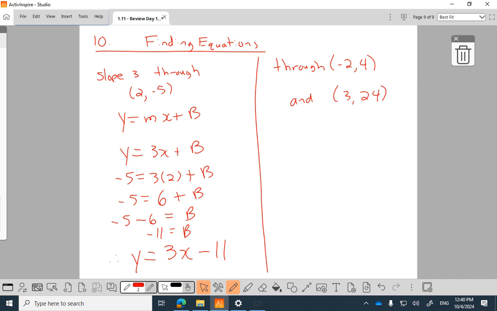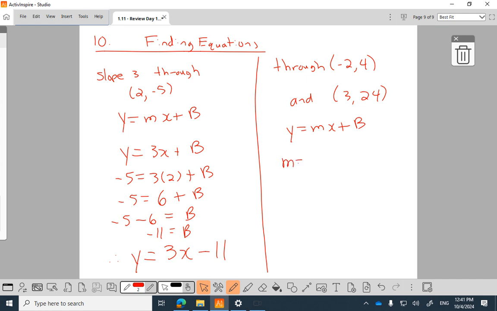This is much harder. But I'm going to set it up the same way, so hopefully it echoes in your brain on Monday. Peter, what does the equation of a line look like? Y equals mx plus b. And now here, watch my face. Does this question hand me the slope? No. That's bad. Can you find slope? Yes, you can.